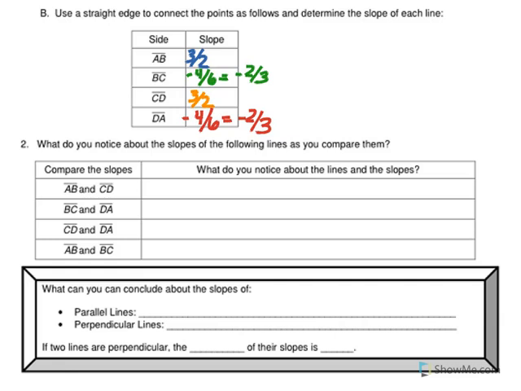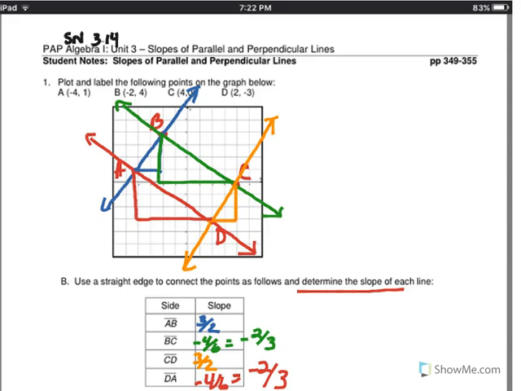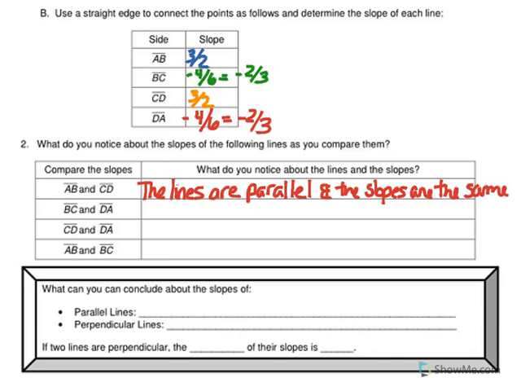Okay, now let's answer the questions below. So, on question 2, it says, what do you notice about the lines AB and CD, and what do we notice about their slopes? So, AB and CD, let's go back and look at our picture. AB and CD appear to be parallel lines, and then you'll notice that their slopes are the same. So let's write that down. So the lines are parallel and the slopes are the same. Now take a look at BC and DA. So exactly the same. Those slopes are the same and the lines are parallel.